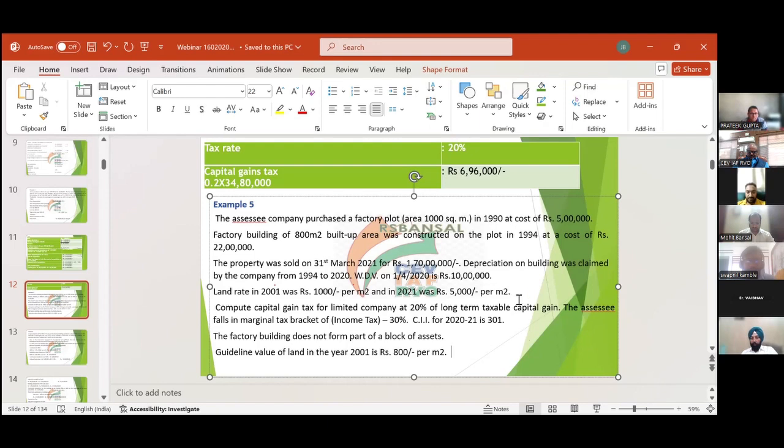So this is the important thing here. If the factory does not form the part of block of assets and the person has been availing depreciation, we have to take the written down value of the company into account, which is 10 lakh. That is the important thing. Then how to proceed in this case?